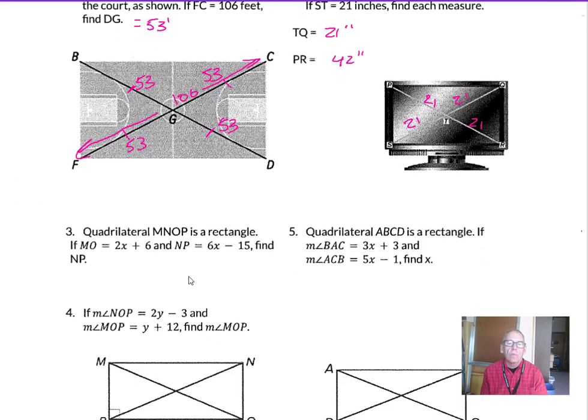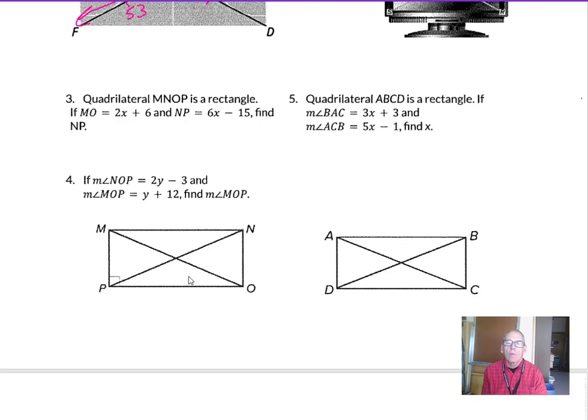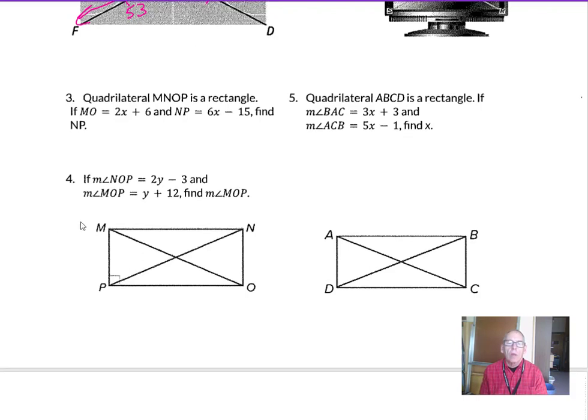Let's move up. Okay, quadrilateral MNOP is a rectangle. They don't give us a diagram unless this is it here. I'm taking it that these two go with this diagram and this one goes with this diagram, because here they don't really tell us anything about it being a rectangle, which is what this is all about. So I'm thinking these two go together. So that's how I'm going to solve these.